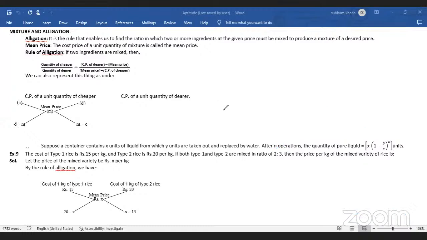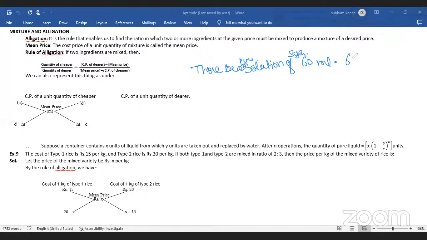Now let me tell you a very interesting and important question. Keep in mind, this kind of question comes a lot. It says, let there be a solution. Please pay attention. A pure solution of 60 ml, a solution of sugar. That means there is a sugar solution of 60 ml.